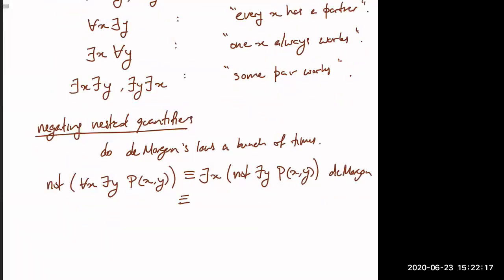And then you can pull it through the second quantifier and switch that one as well. Exists x such that for all y, not p of x, y. And then, if you know what this is, maybe you can negate that more clearly as well. But this is the process: you just carry the not through each quantifier. So this is De Morgan again. Okay.